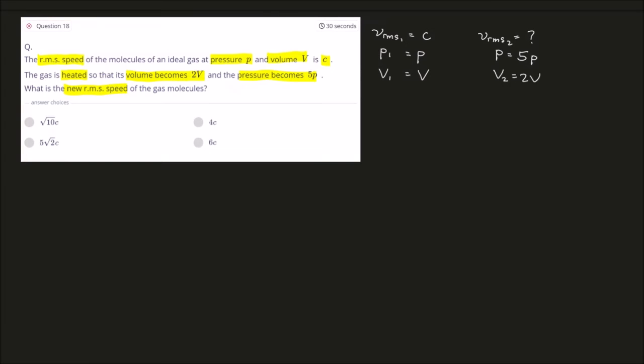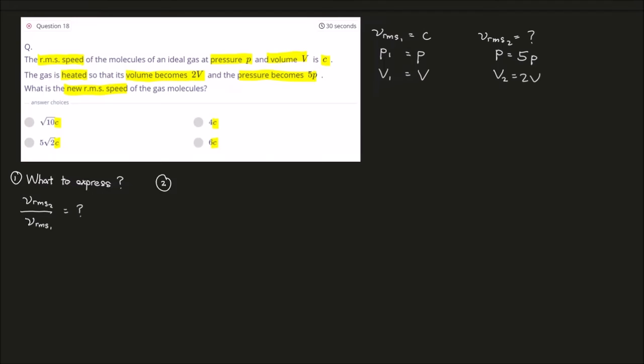Again, same thing, the 3 steps process. What to express? You want to find the new RMS speed. So you also want to express it in terms of the old RMS speed, because the old RMS speed is equal to C. Expressing it in terms of C means you are finding a relationship between the old RMS speed and the new RMS speed. So it should be VRMS2 over VRMS1. That's the thing that you want to express.